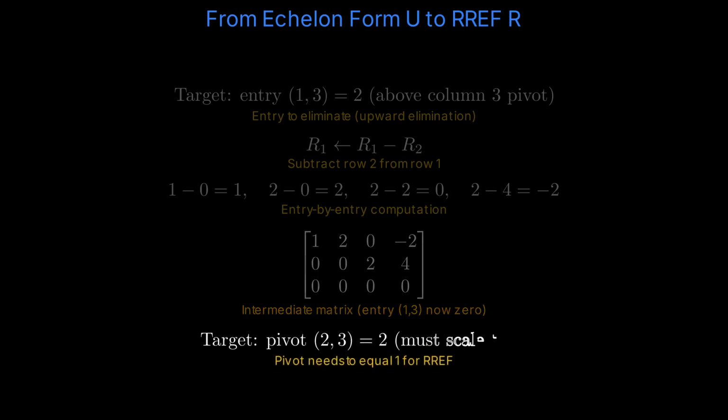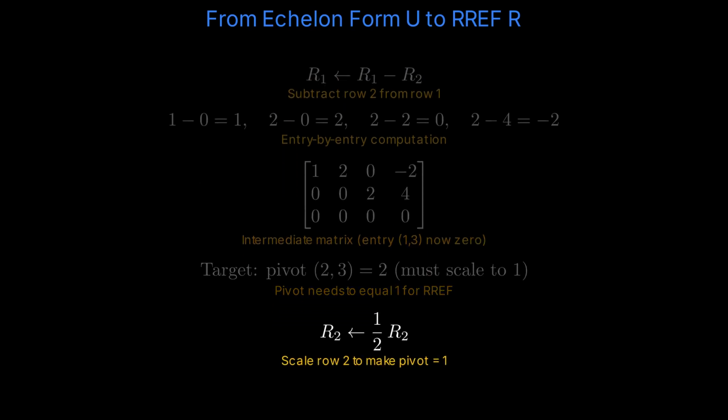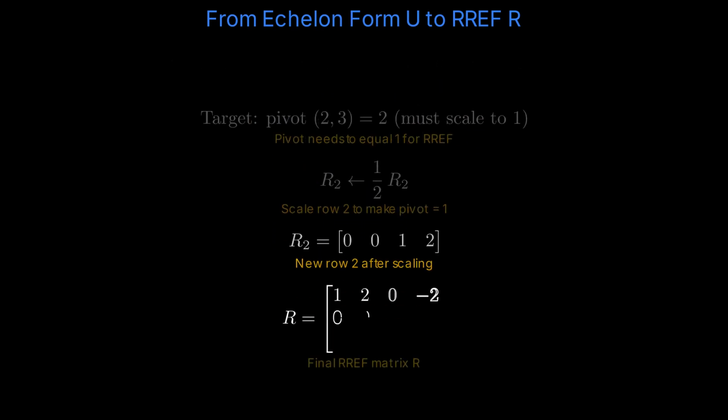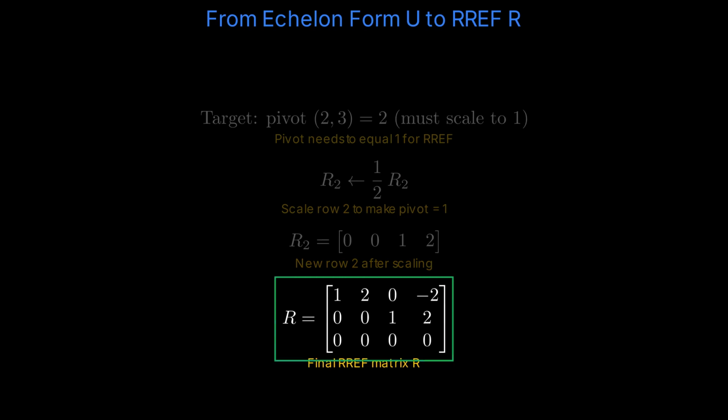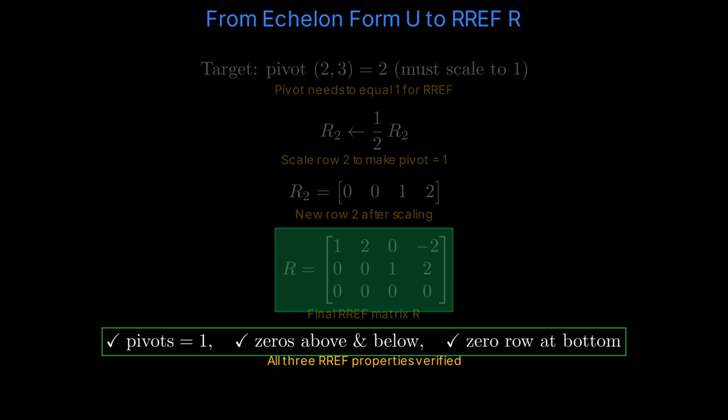Second, we scale the row 2 pivot to 1. Divide row 2 by 2. Row 2 becomes 0, 0, 1, 2. Here is R, the reduced row echelon form. Row 1 is 1, 2, 0, negative 2. Row 2 is 0, 0, 1, 2. Row 3 is 0, 0, 0, 0. Let's check. Pivots are 1. Zeros above and below each pivot. 0 row at the bottom. All 3 RREF properties hold.